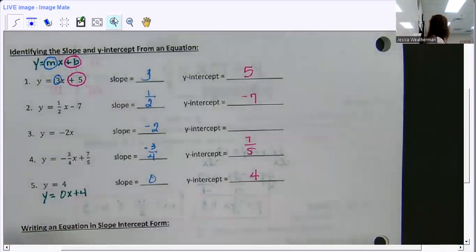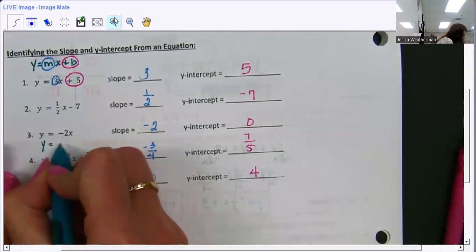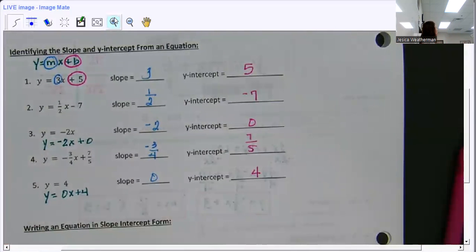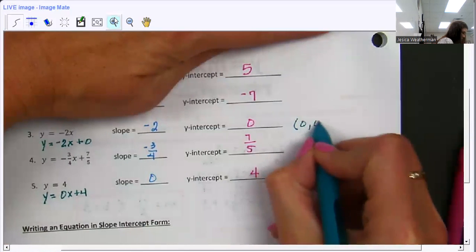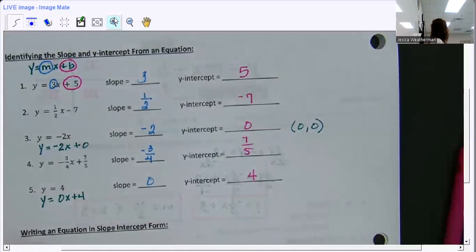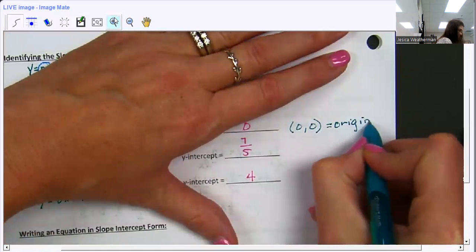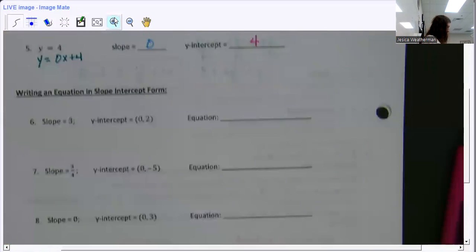What did you say? 0. Yeah, the y-intercept is 0. So this one could be written as y equals -2x plus 0. So if it doesn't show a y-intercept, that doesn't mean that there is no y-intercept. It just means that it's 0. So it's going to go through the origin. Okay. So the ordered pair here is 0, 0. Do you know what this ordered pair is called? Yep, this is the origin. Okay, it's the only origin, right? 0, 0. Okay, let's go down here to the next one.